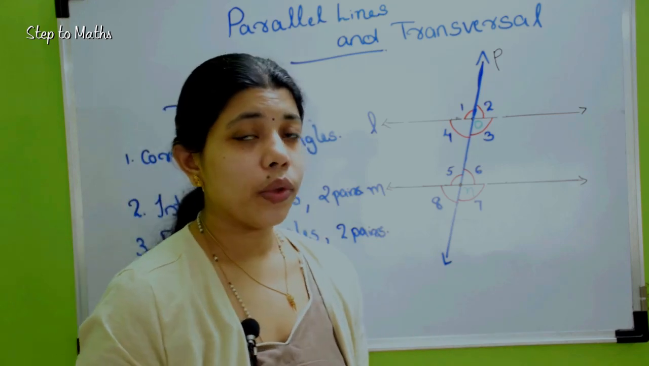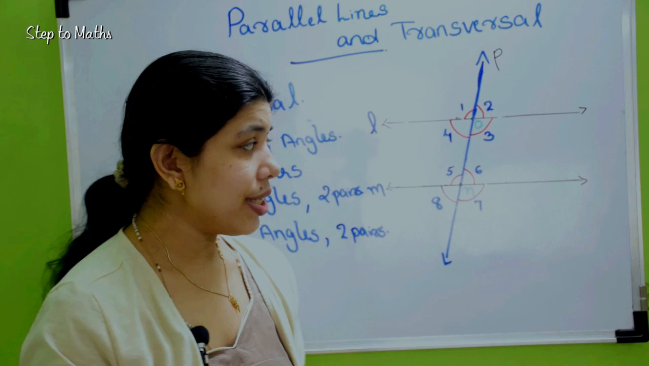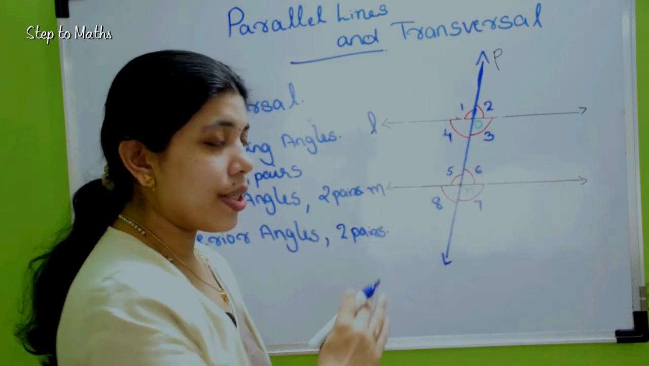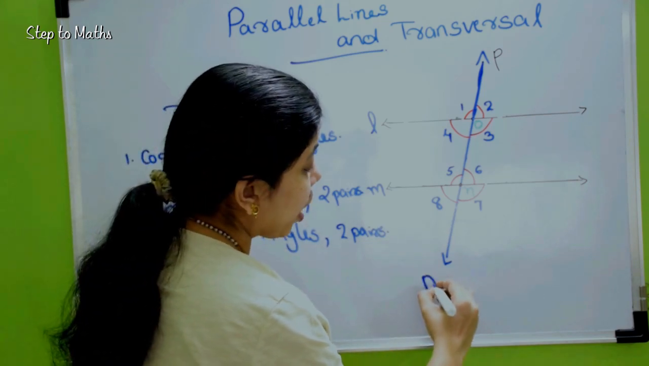Now, we discussed alternate angles. That means, angles on opposite sides of the transversal are known as alternate angles.